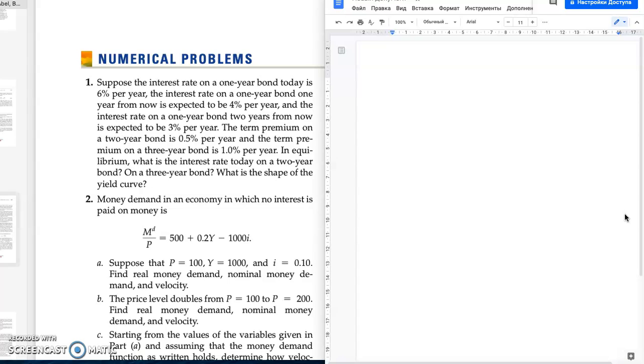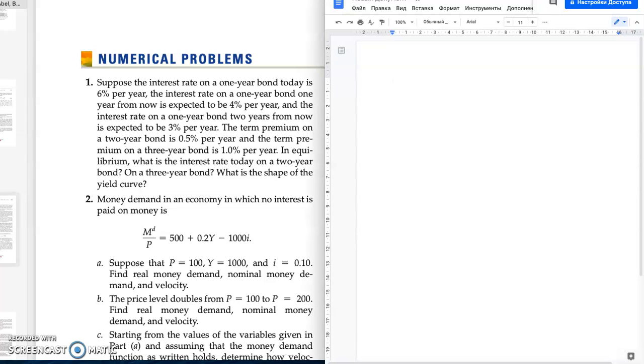Chapter 7, numerical problem number 1. In this problem we have interest rates for different years. The term premium is 0.5% for the 2-year bond and 1% for the 3-year bond. We need to calculate the interest rate today on 2-year and 3-year bonds and define the curve.